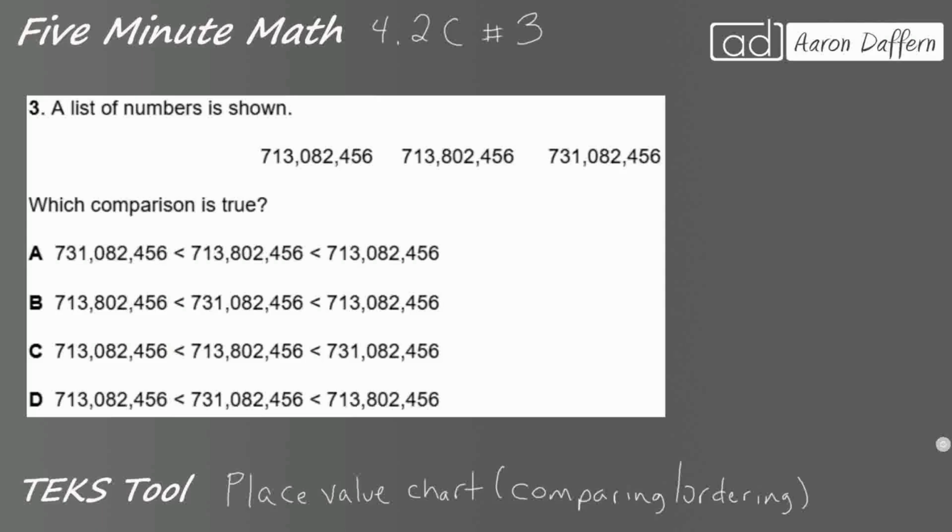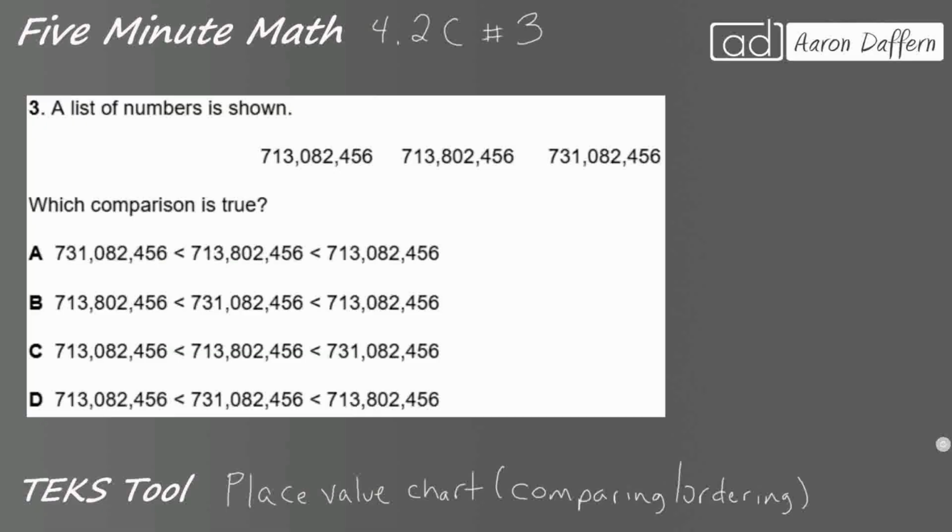Today we are looking at the TEKS tool place value chart, working with comparing and ordering with a problem related to TEKS 4.2c, and we will solve in 5 minutes or less. If you haven't done so already, please go ahead and take a moment to pause the video, work this problem out on your own, unpause it, and we will look at our answers together.